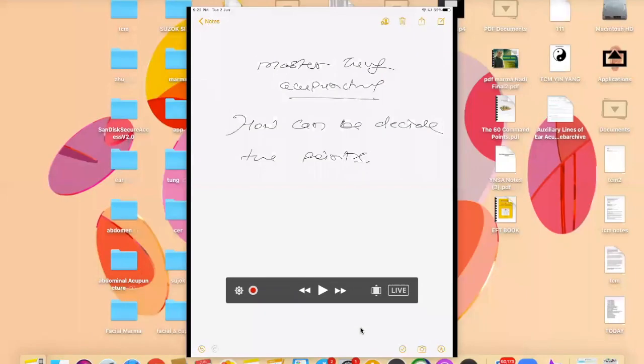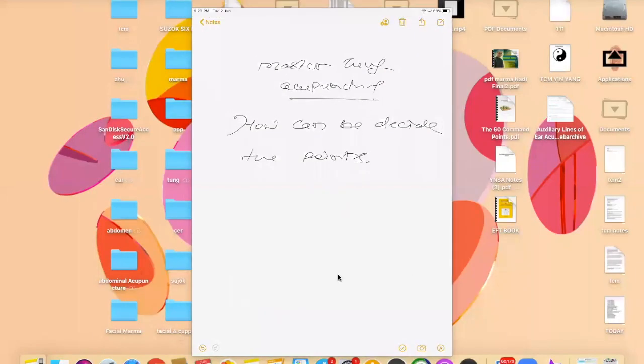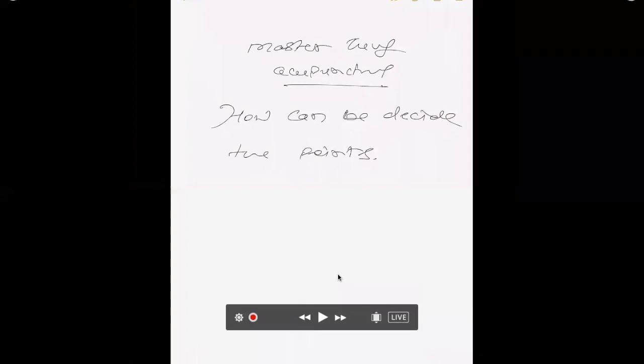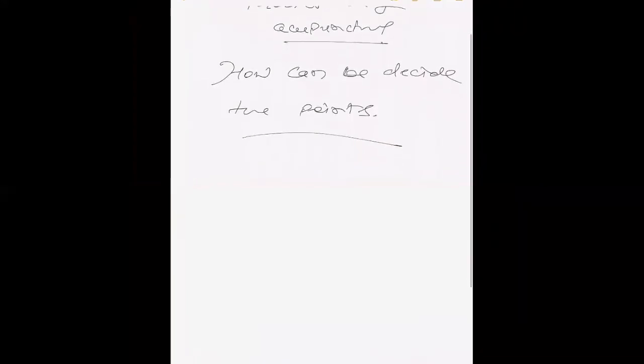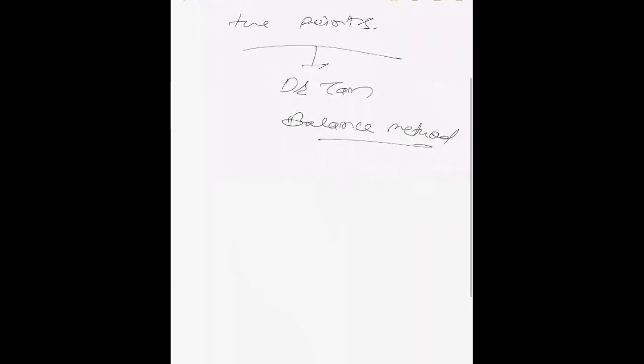What is the criteria for deciding the points? So for that, we have to learn a little bit of the Ten Valence method. I will tell you the Ten Valence method in the class of Ten Valence, but right now I am introducing it a little bit, because that introduction is required for learning the Master Tung.